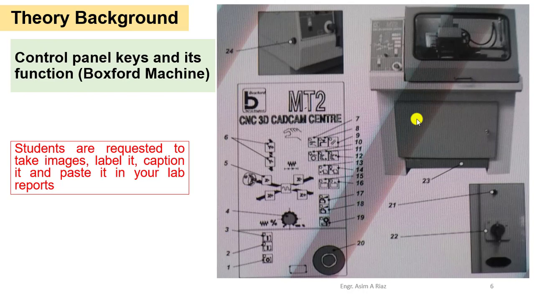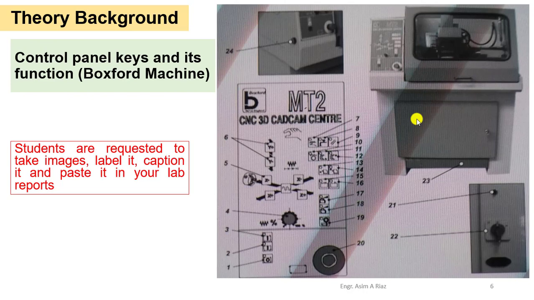The second button is single block. If you want to run your program, because a program consists of NC instructions or blocks, it will run the program block by block, one block at a time. One block will be executed, then again you have to press this button to run the second NC block or NC instruction. So for blockwise instruction execution, you have to use this button, label 2.